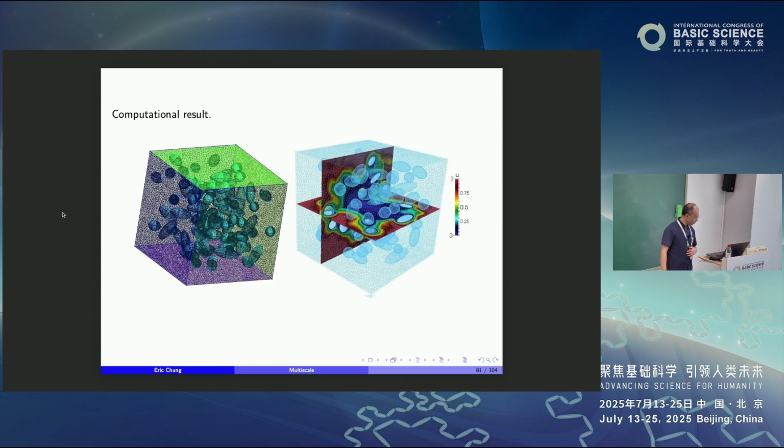So basically, this image shows a domain that contains some perforations. So it's a model of porous media. The flow will go around these regions. And this shows the solution.